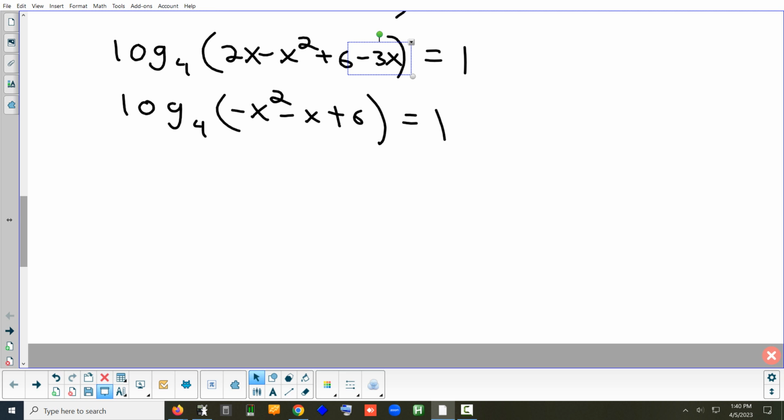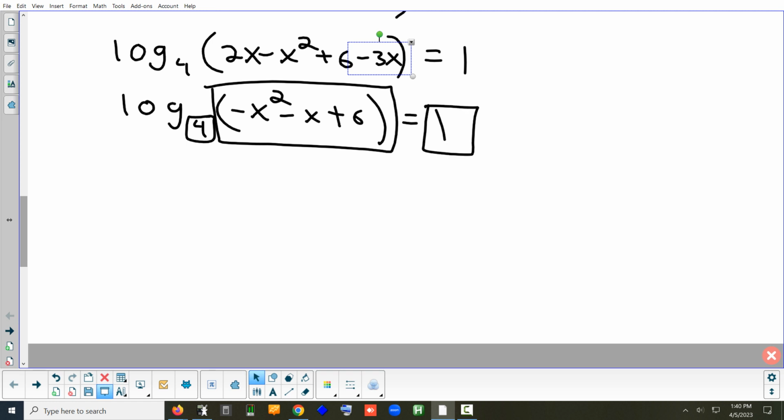So remember, when you change it to exponential, you're looking for 3 things. That's 1, that's 2, that's 3. So we need to put those 3 things in the correct spots. That's the pattern we're looking for.